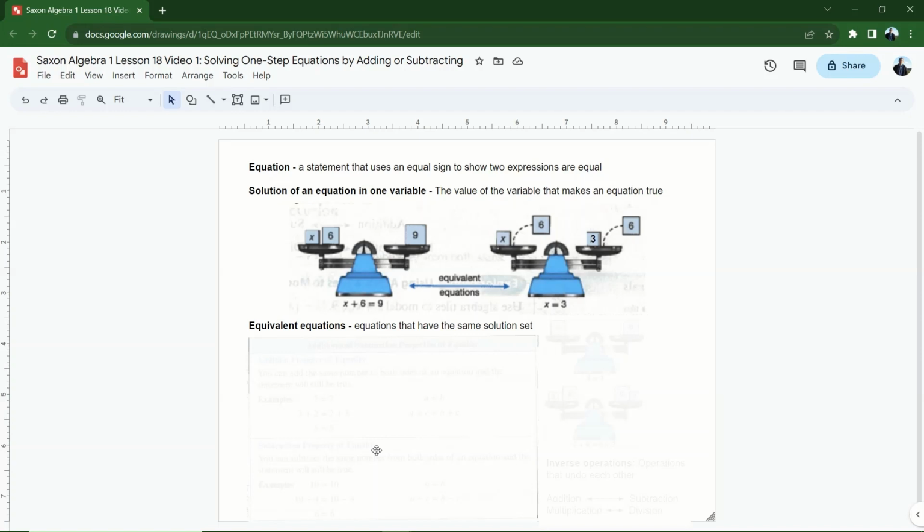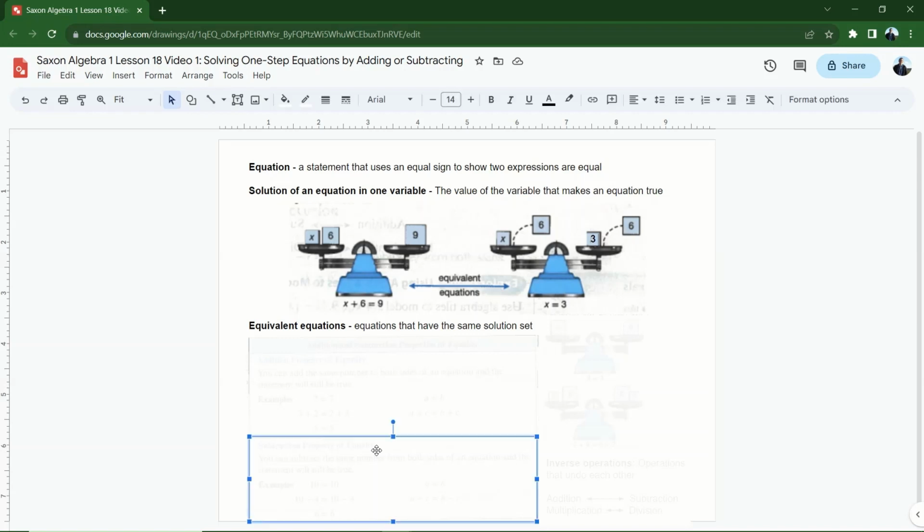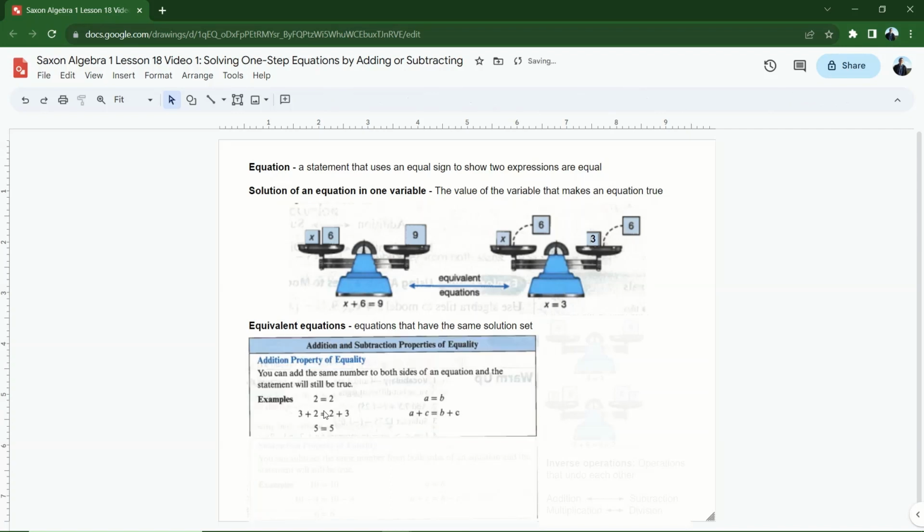What we're going to be doing when we solve equations is writing a series of equivalent equations until we get an equivalent equation that has the variable on a side by itself. That's what we're trying to do. Get the variable on a side by itself, the equal sign, and then the value that the variable equals. Now, what are our two tricks, the two tools in our tool bag? Well, here's one of them. The addition and subtraction properties of equality.